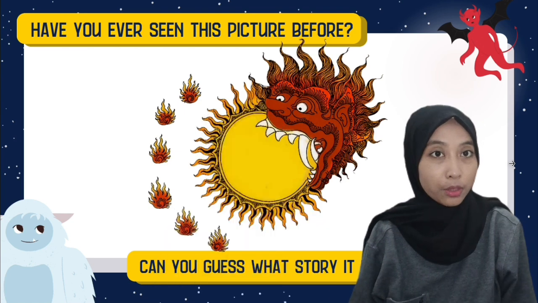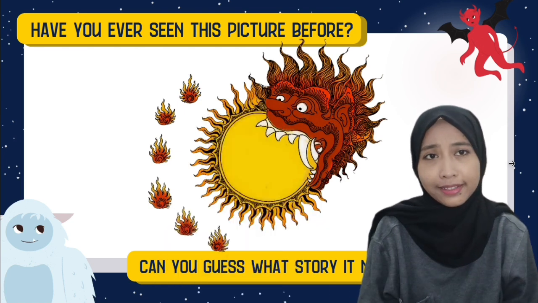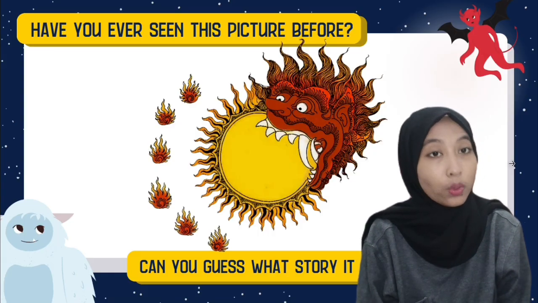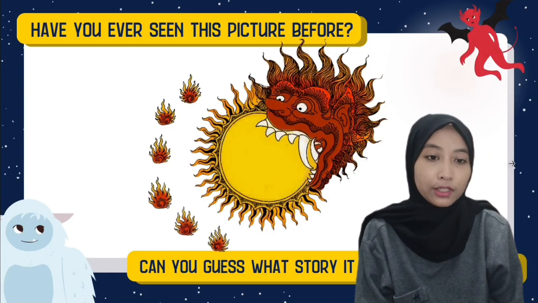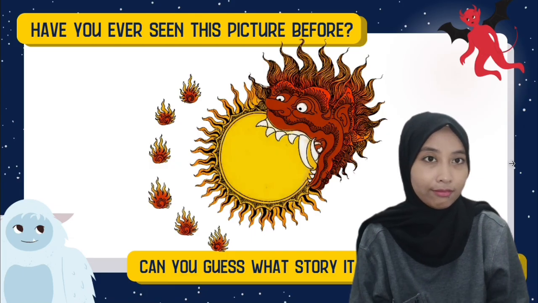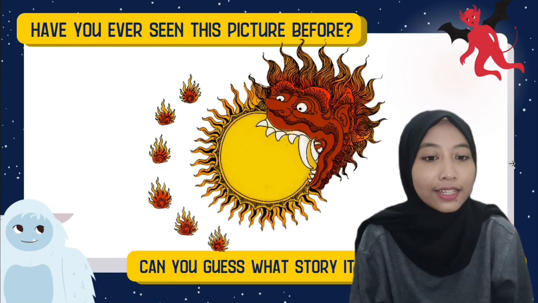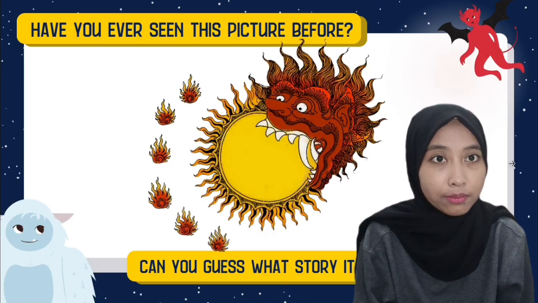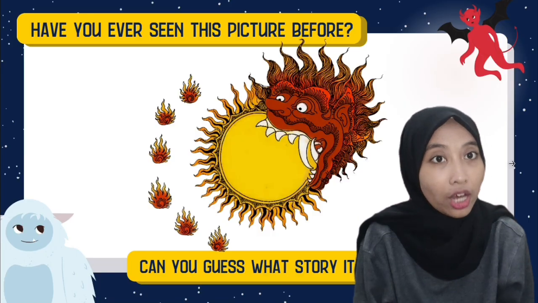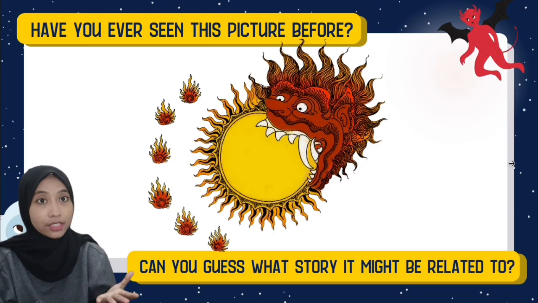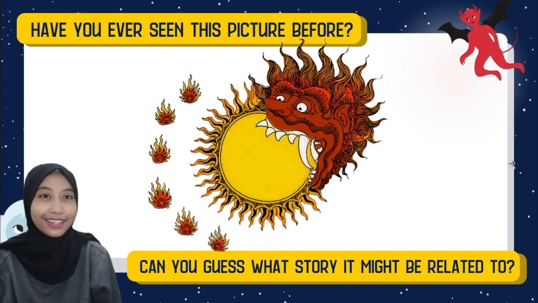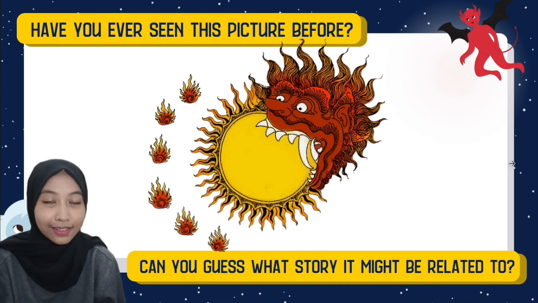Have you ever seen this picture before? What is in the picture? Let's identify. What is in the yellow color? What thing is it? Yes, you're right. It is the sun. And what is in the red color? Yes, it's a giant. Can you guess what story it might be related to? Okay. Yes, some of you might be right, some of you might be wrong.